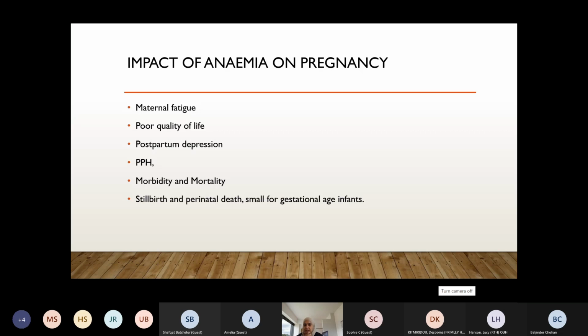Regarding fetal risks, severe anemia is linked with stillbirth, perinatal death, and SGA. That is why it is quite important to screen and treat anemia. There are also some studies suggesting a link with cognitive impairment, brain development, and so on, but it is not proven by meta-analyses or systematic reviews. It is more from observational studies, so we do not have any such convincing evidence yet.